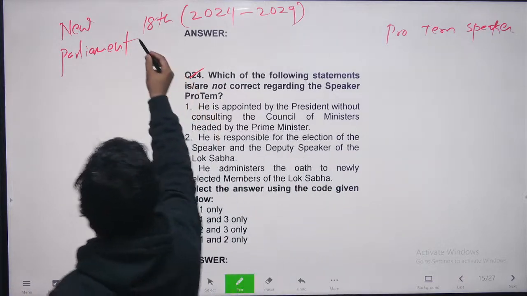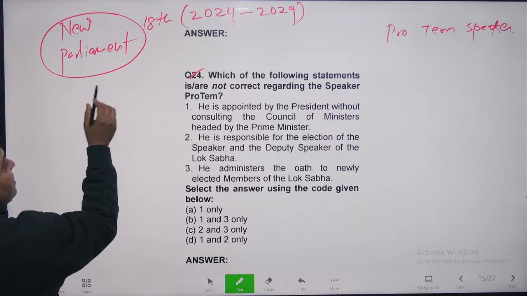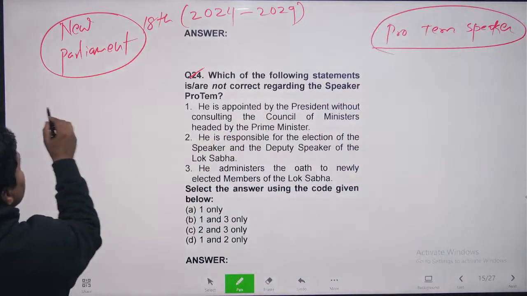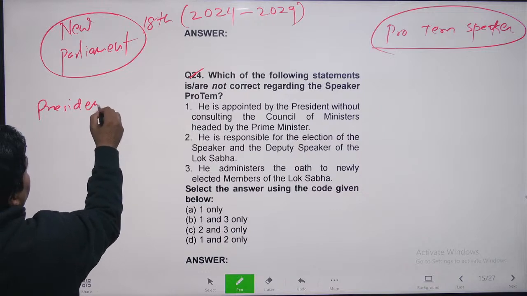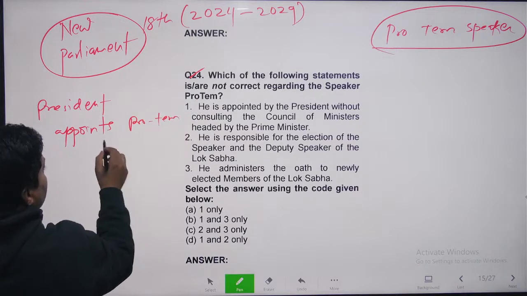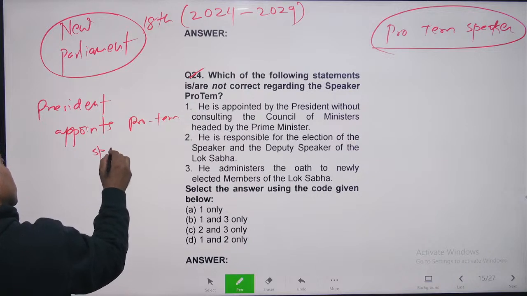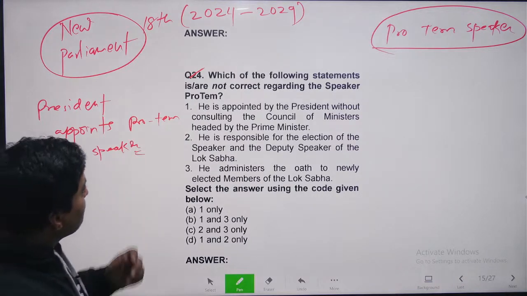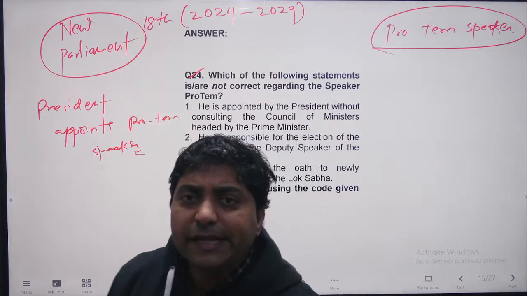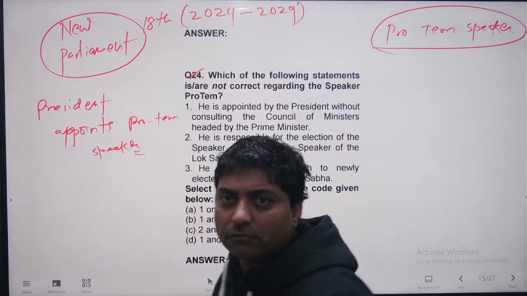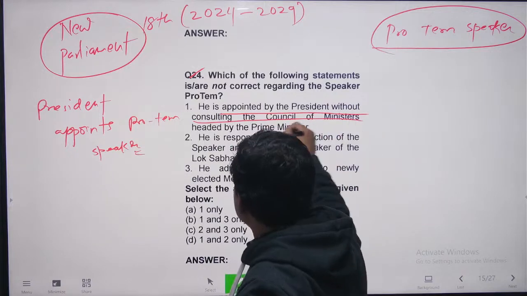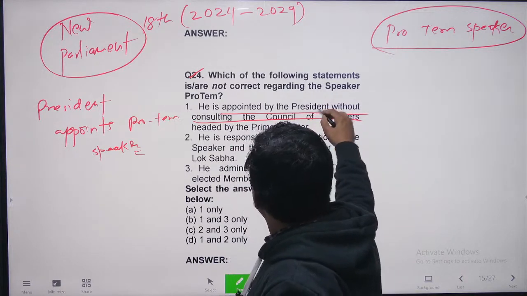Anyway, whenever a new parliament sits, what happens? On the first day, the senior most elected leader is appointed as the pro tem speaker. Who does it? The President. The President appoints the pro tem speaker, or speaker pro tem, whatever you say. And when appointing, he actually consults the leader of the majority party. So he is appointed by the President after consulting, basically. He knows.